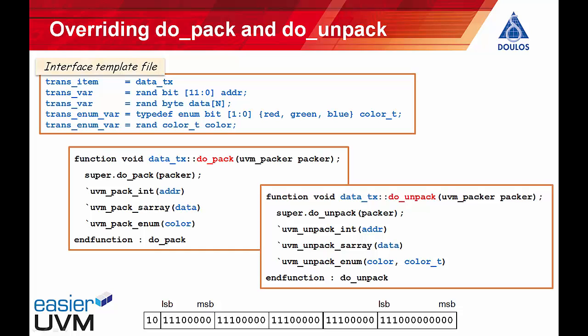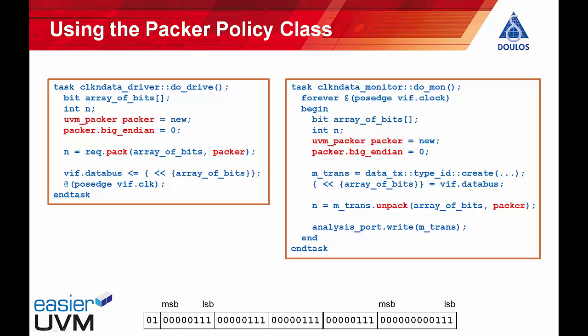Let's use this as an example of a policy object. So the pack and unpack methods are methods that can be fine-tuned by passing them a policy object. Here's an example of doing just that. It turns out that one of the features of the packer policy object is to flip between big endian and little endian mode. So the default for the packer is big endian, but you can flip to little endian by setting the big endian field to 0.